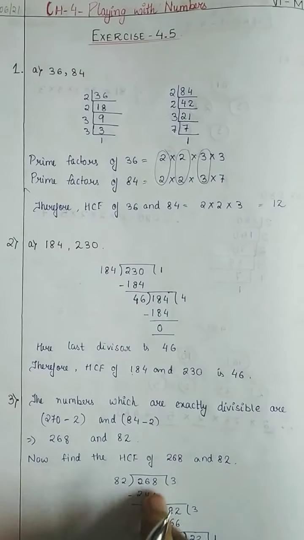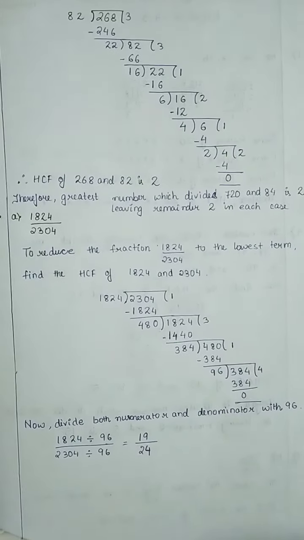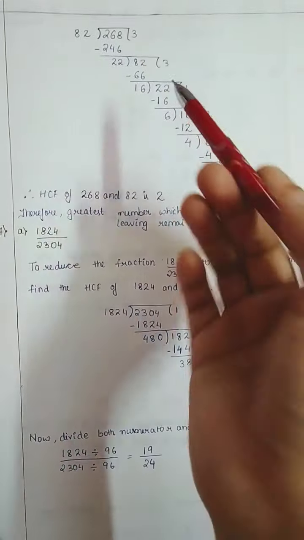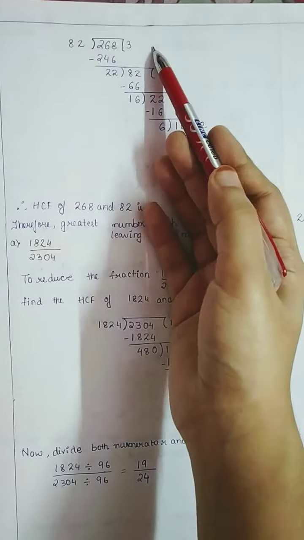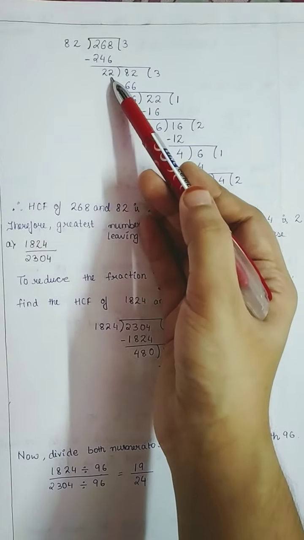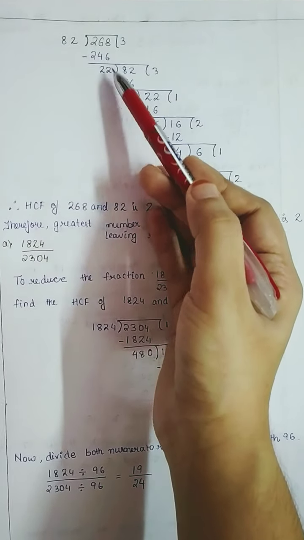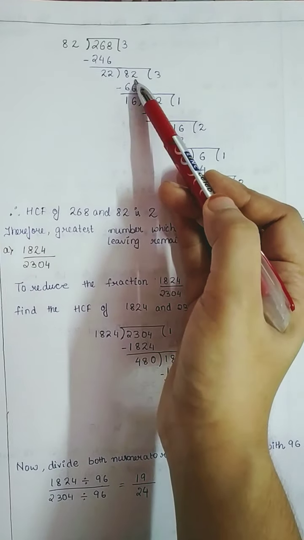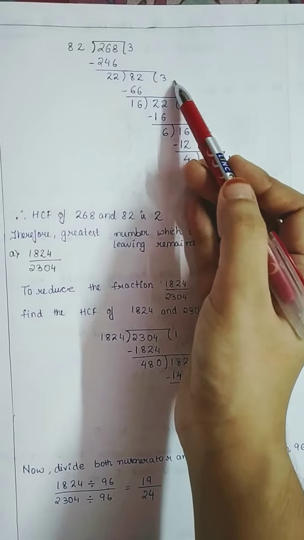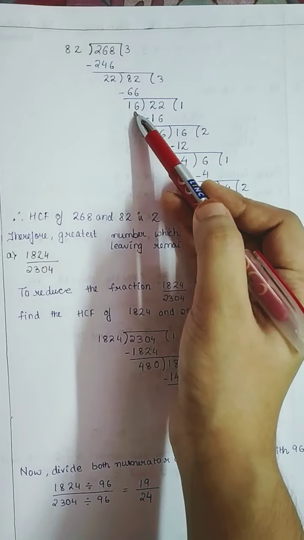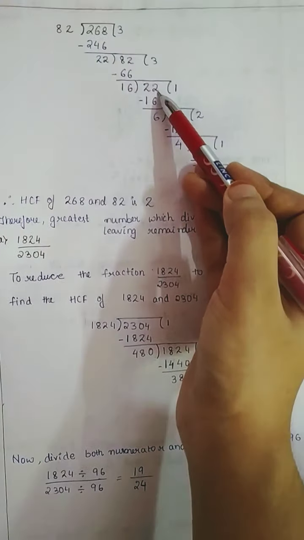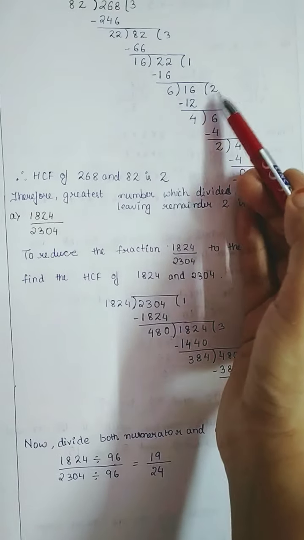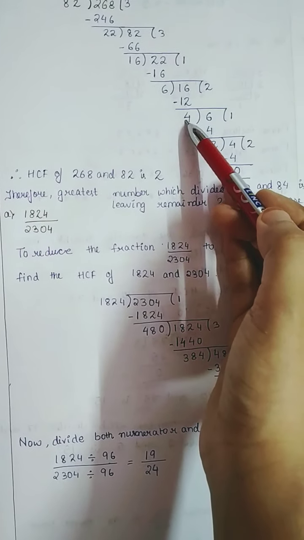Now we will find the HCF again by the division method. Here we are writing the larger number inside, that is 268, then 82. Now 82 3s are 246, so our remainder is 22. Now this divisor will become again your dividend. So 22 3s are 66, now again the remainder is 16. Now this 22 will come inside. 16 1s are 16, now 6 has come. Now 6 2s are 12, now 4 is the remainder.